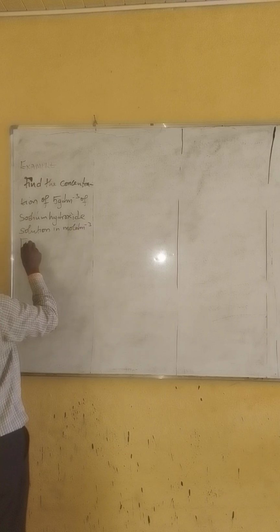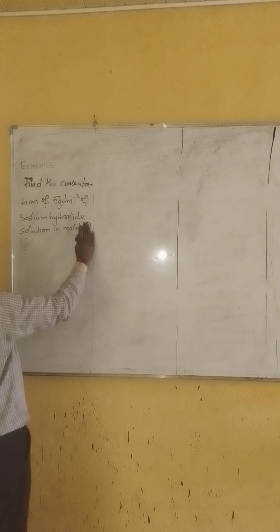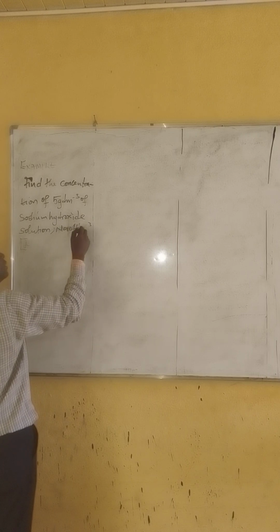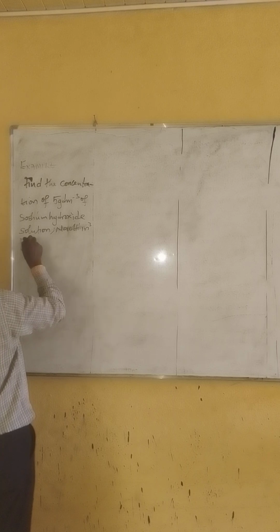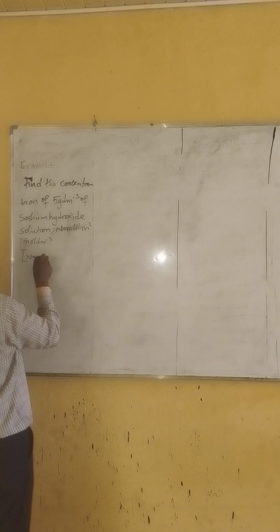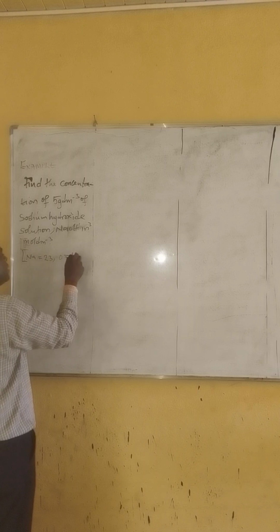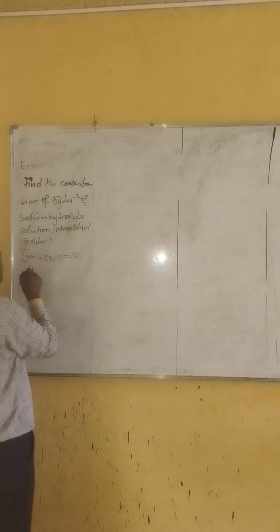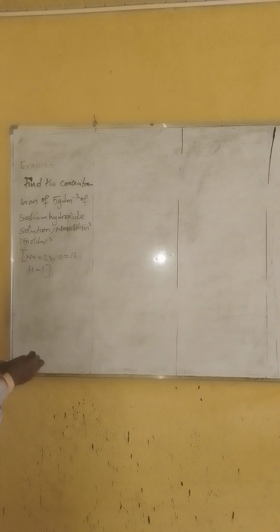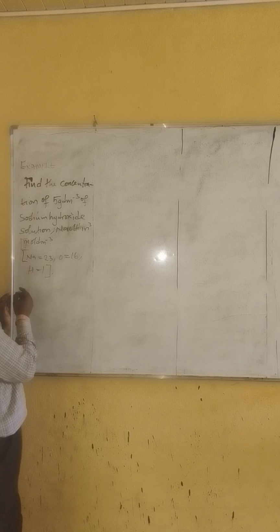Sodium hydroxide is NaOH. Now in mole per dm³. Then they give us Na is 23, O is 16, then H is 1. How do we do that? The concentration is already in gram per dm³, but they don't want it in gram per dm³. They now want it in mole per dm³. What do we do? There is a formula. That formula is what?